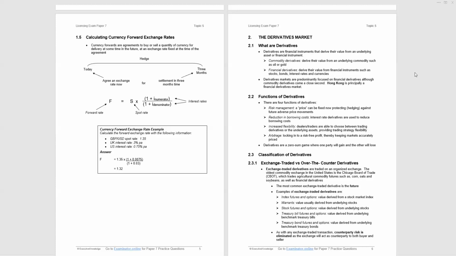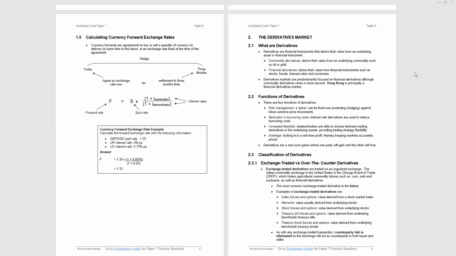Okay, let's look at different classifications of derivatives, starting with section 2.3.1, exchange traded versus over-the-counter derivatives. Now, exchange traded derivatives are traded on organized exchanges. There are 2 types in financial derivatives: options and futures. We're told the oldest commodity exchange in the US, Chicago Board of Trade, unlikely that's going to come up in your exam, and that trades agriculture commodity futures. Now, that's a background to where the futures market came from. Commodity futures came a long time before financial derivative futures.